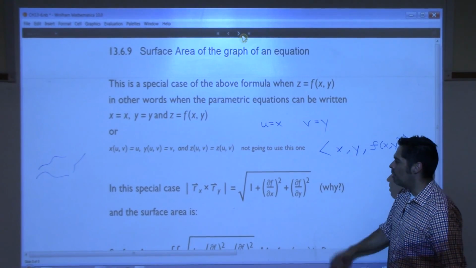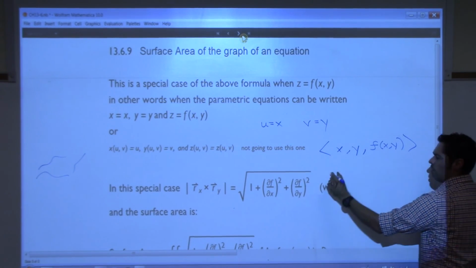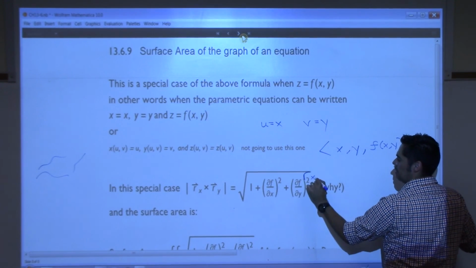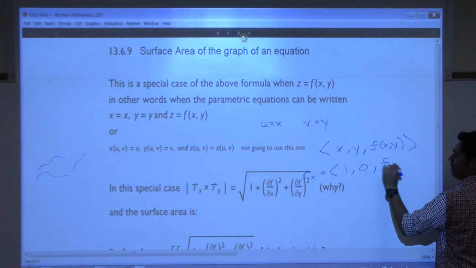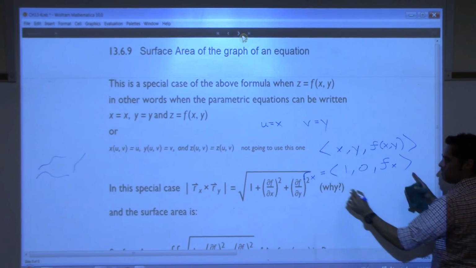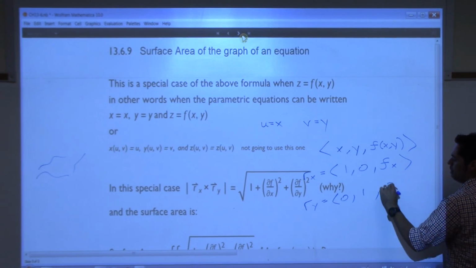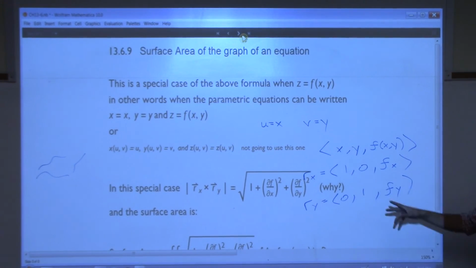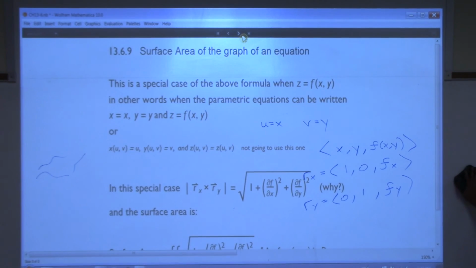I'm not going to do it all here, but you would have to take this and take the partial with respect to x. What would the partial of this with respect to x be? 1, 0, partial of f with respect to x, right? What would the partial with respect to y be? 0, 1, partial of f with respect to y. Now if we cross these, lots of things are going to go away. We're going to get 1s in there. And then if you take the magnitude, the square root of all that, you will get this formula. And it's super clean and quick and easy to use, all right?